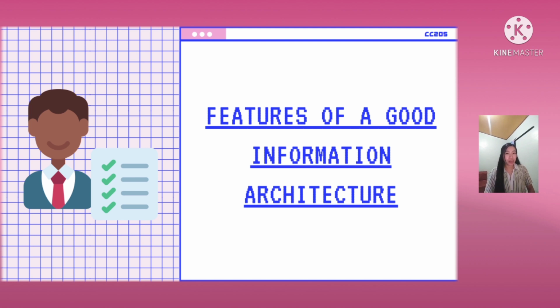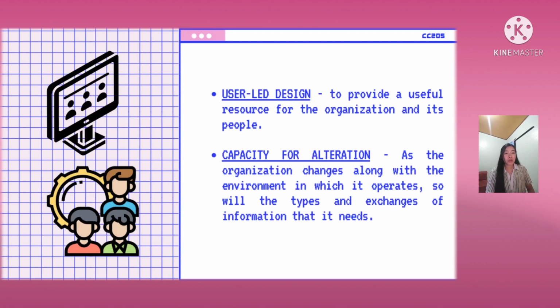Features of a good information architecture. So what are the features of good information architecture? First, user-led design. User-led design provides a useful resource for the organization and its people. So, a good information architecture is one which is known about, understood, and used by everyone in the organization. Second, capacity for alteration. As the organization changes along with the environment in which it operates, so will the type and exchanges of information that it needs. Information architecture has to be capable of adaptation and alteration.